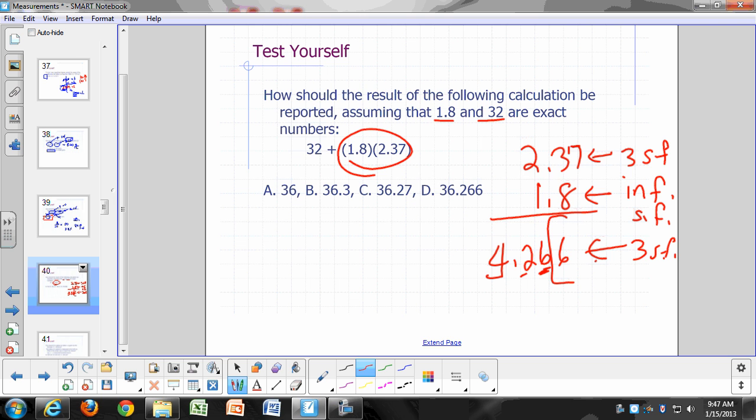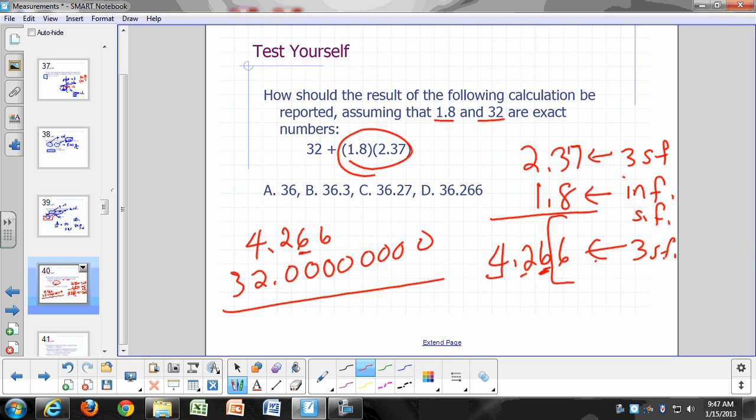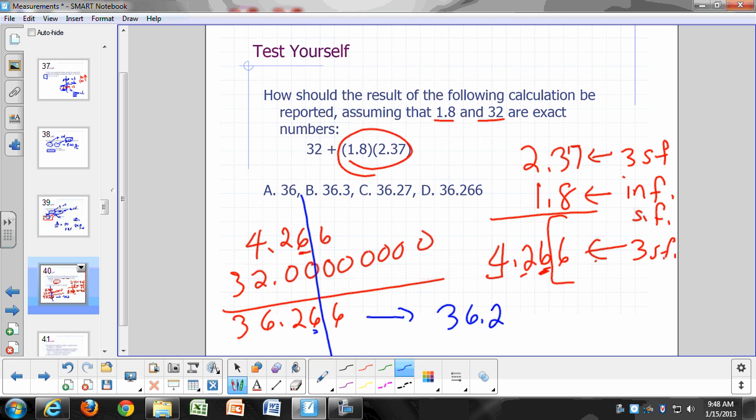So if I add that to 32, 4.266, keeping in mind that the first 6 is my last sig fig, plus 32, which is exact. That means since it's exact, I can write it as 32.00000000. Final answer would be 36.266, but I have to round off to the same number of decimal places as the less precise term. This is in the hundredths place, the second decimal place. This should be rounded up as 36.27. Correct answer is C.